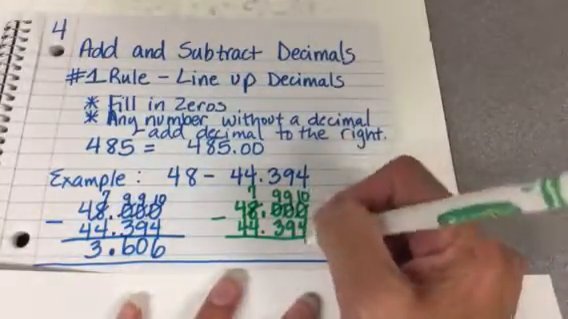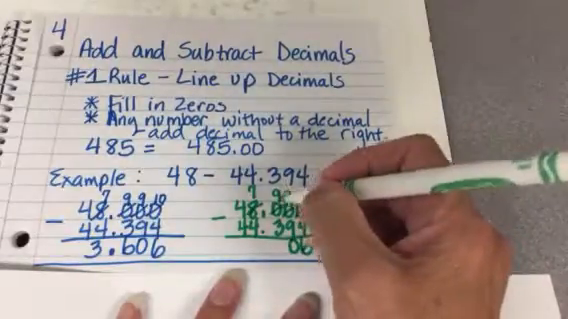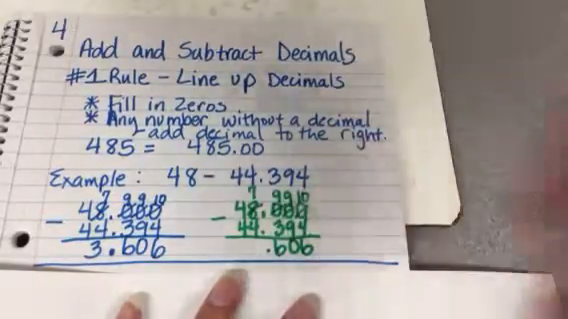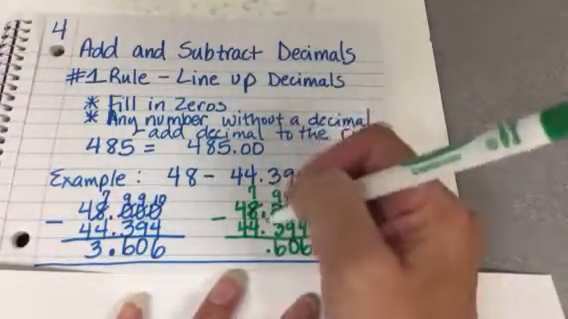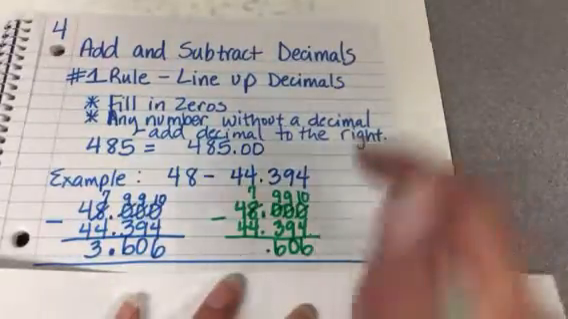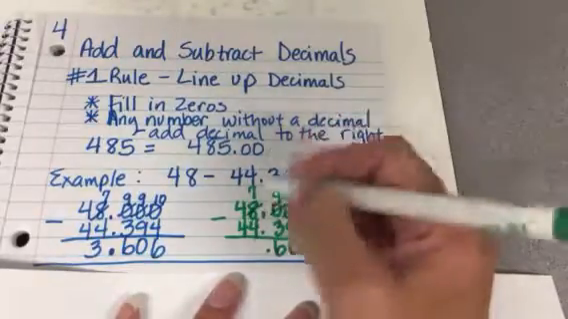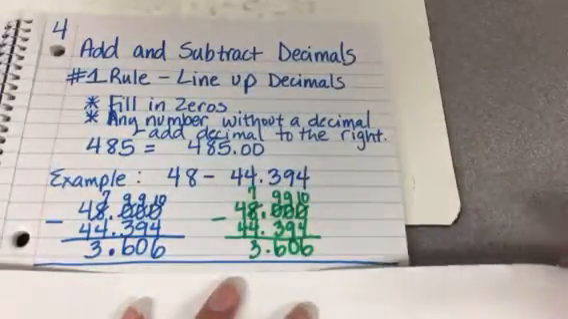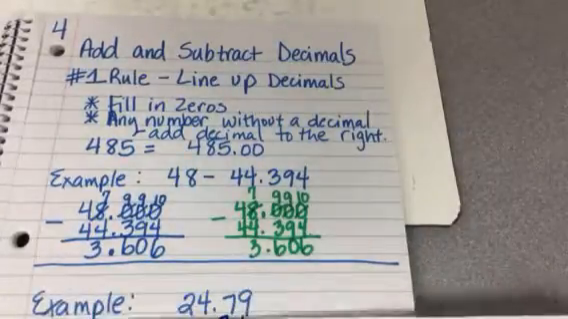So 10 minus 4 gives you 6. 9 minus 9 gives you 0. 9 minus 3 gives you 6. And notice that I bring my decimal straight down. I write the decimal right here below it in the same place. So these are all of my less than 1 values. These are my greater than. This is the 1s digit and the 10s. So 7 minus 4 is 3, and 4 minus 4 is 0. So our answer is 3.606 thousandths.